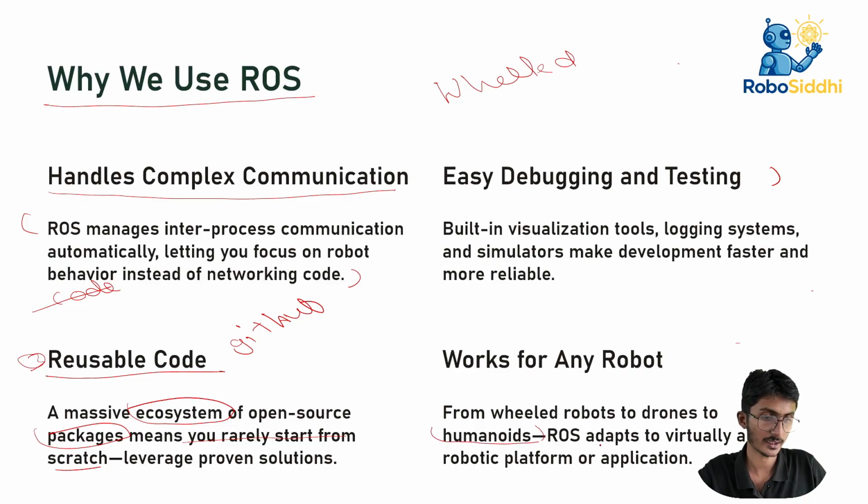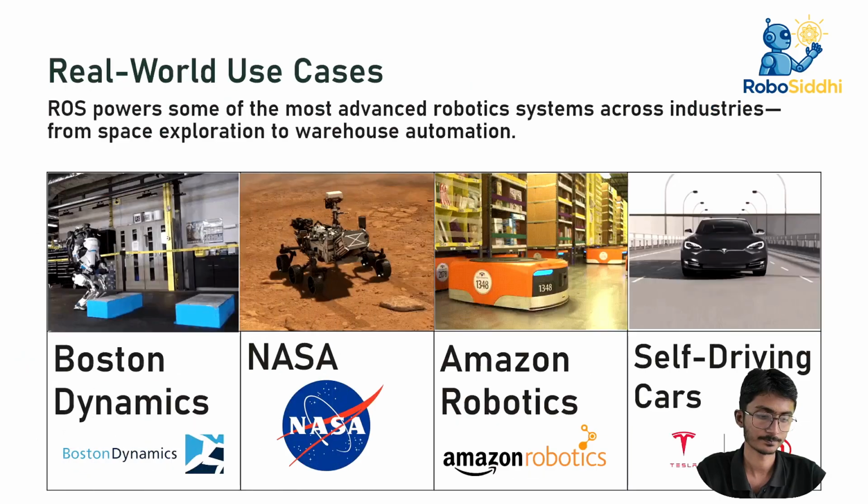And ROS adapts to virtually any robotic platform or application, which means you can make a three-legged robot, four-legged robot, six-legged robot, and you can also make your quadcopters. There are going to be wheeled robots, which means you can deploy it to multiple robotic environments.